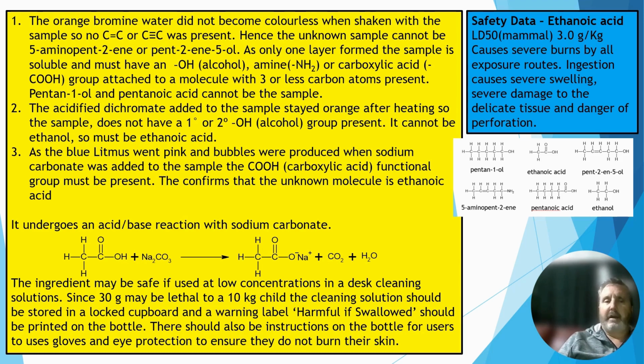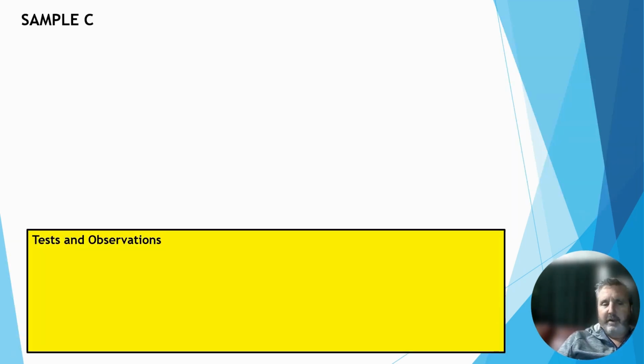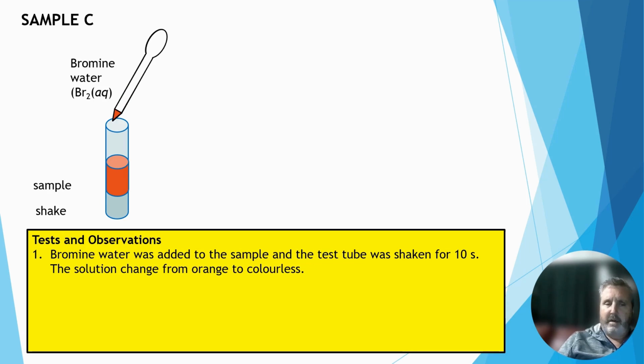Okay, so let's look at our third sample. Sample 3, let's go through the observations here. So the first thing, again, we're going to do bromine water. So we add bromine water to our sample, we shake it, and boom, it goes colorless. Sometimes it goes white. This one went colorless, but we can also see there's 2 layers. So you can see there's 2 layers. We see that boundary layer or line between the 2 layers, so it's pretty obvious.